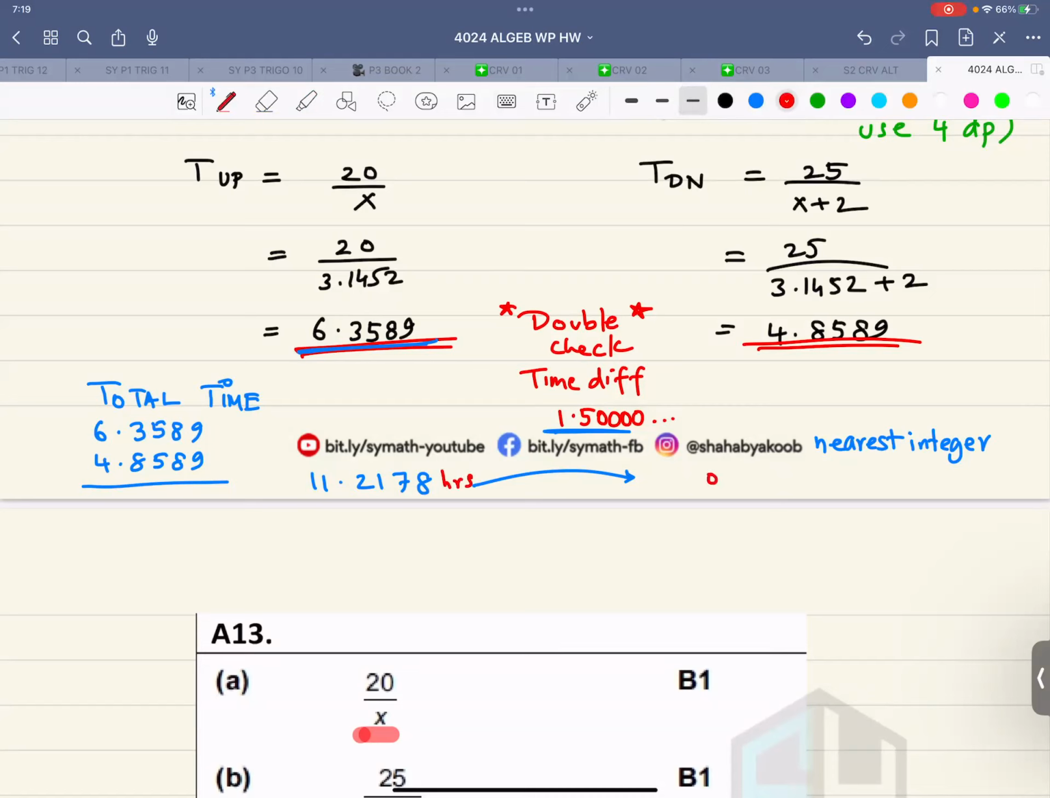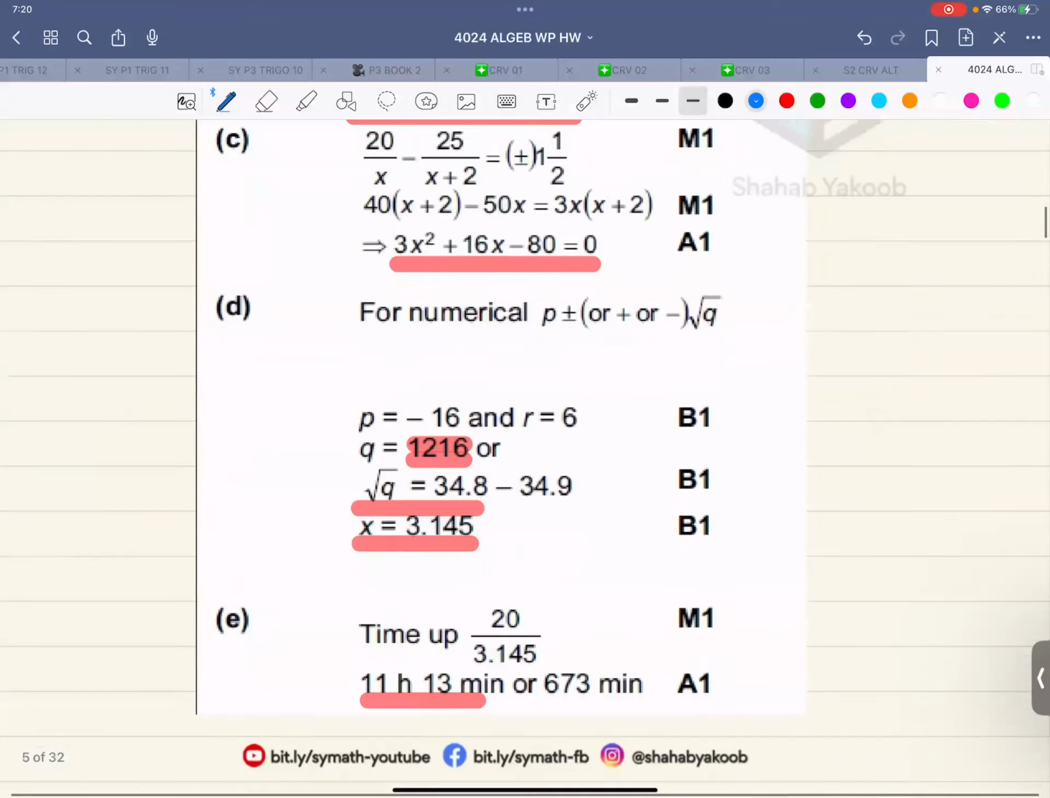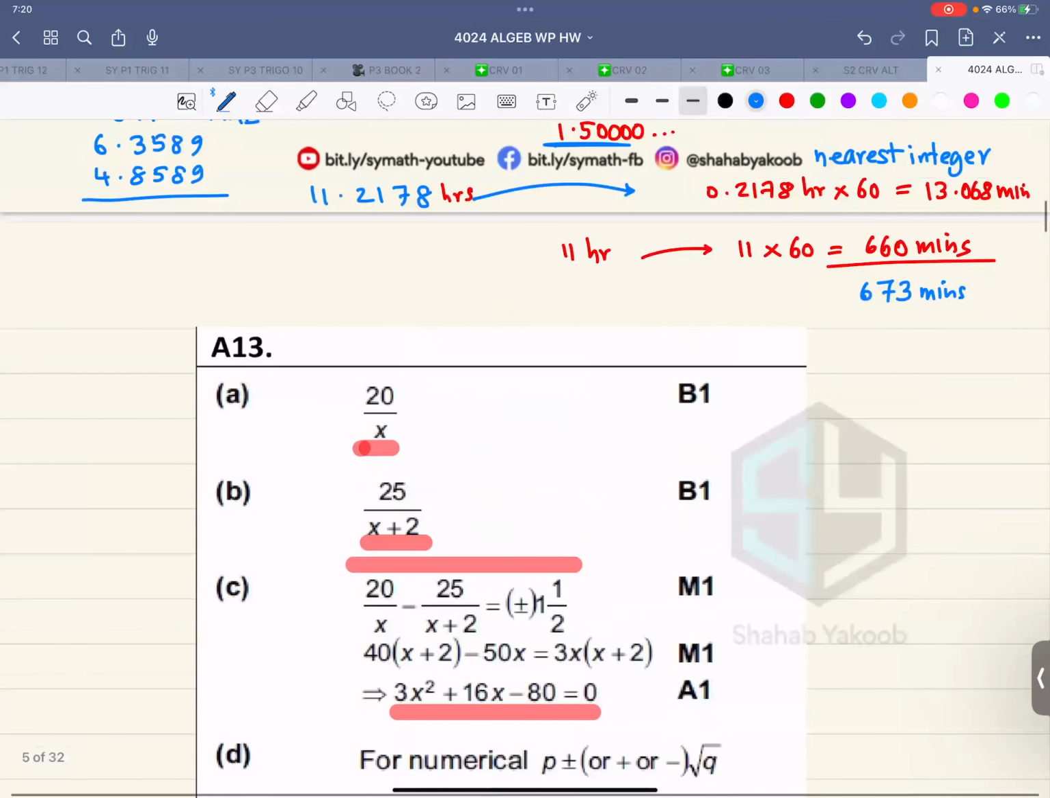So 0.2178 hours, multiplied by 60, will give me minutes. So 0.2178 into 60, I'm doing it separately. That comes out to be 13.068 minutes. And we have 11 hours. That is 11 into 60, that is 660 minutes. Now add it up. So 660 plus 13, that is 673 minutes. Let me double check. So this is 673 minutes. That is the answer that I got. So that is how this particular question is completed.